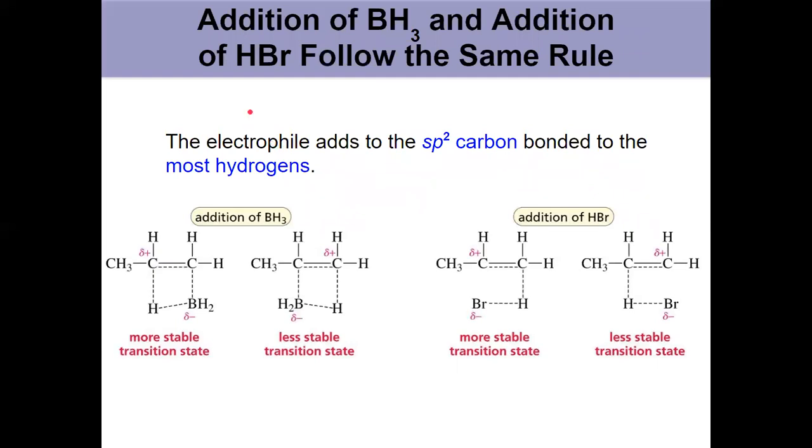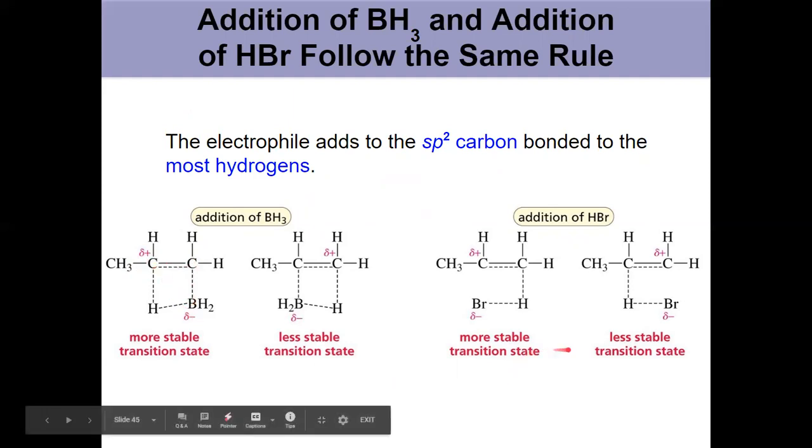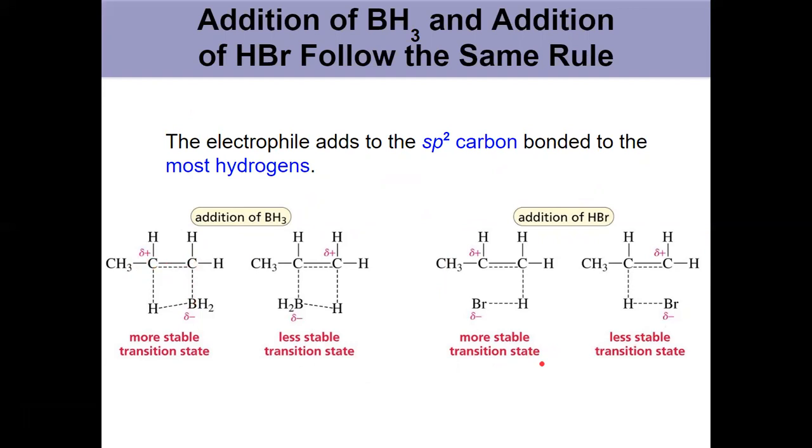Why is this still following the same rule? In our transition state, we get a delta positive on our carbon. And I want that delta positive to be in the more stable position. When I'm adding borane, my electrophile adds to the carbon with more hydrogens, putting the delta positive on the more substituted carbon, which is more stable. Same thing over here, which we already talked about for addition of a hydrogen halide.